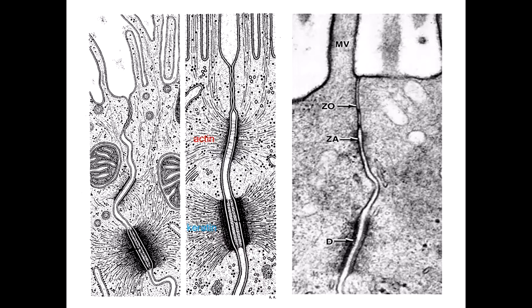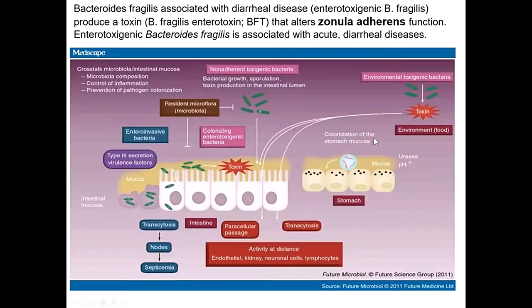And you can see here the actin filaments of the zonula adherens. This is what they look like in an electron micrograph. Here's the zonula occludens. Here's the zonula adherens with actin associated with it. And you can have diseases also with a defect in zonula adherens. Again, another bacteria can disrupt the zonula adherens, and you can also get acute diarrheal diseases associated with the ability of products to pass between the cells because the cells aren't stuck together too well.